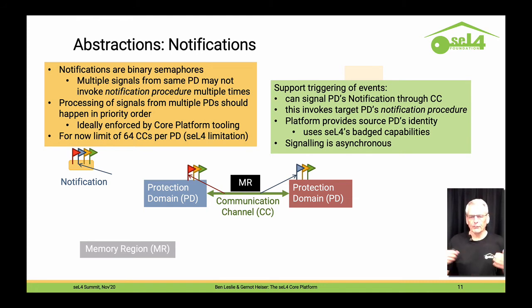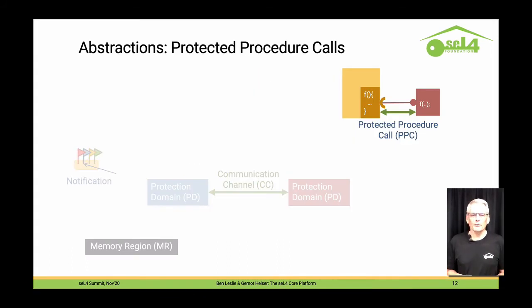This is plenty for the kind of application the core platform is aimed to support, so I don't foresee an issue there. Eventually this will grow and we'll have to use more sophisticated mechanisms, but I don't see that becoming a bottleneck anytime soon. Right, these are the notifications, and then we have protected procedure calls.